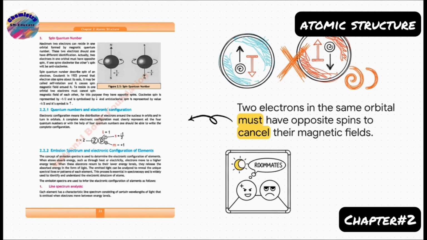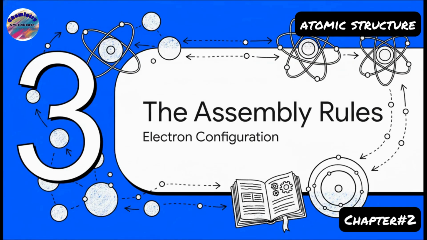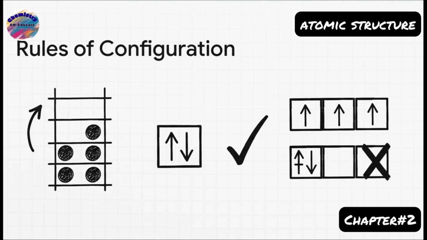They're like perfect roommates who have to be total opposites to get along. Okay, so parts? Check. Address system? Check. Now we need the instruction manual. We need the non-negotiable rules for how we actually build an atom by filling up these orbitals with our electrons. And lucky for us, there are really only 3 main rules.